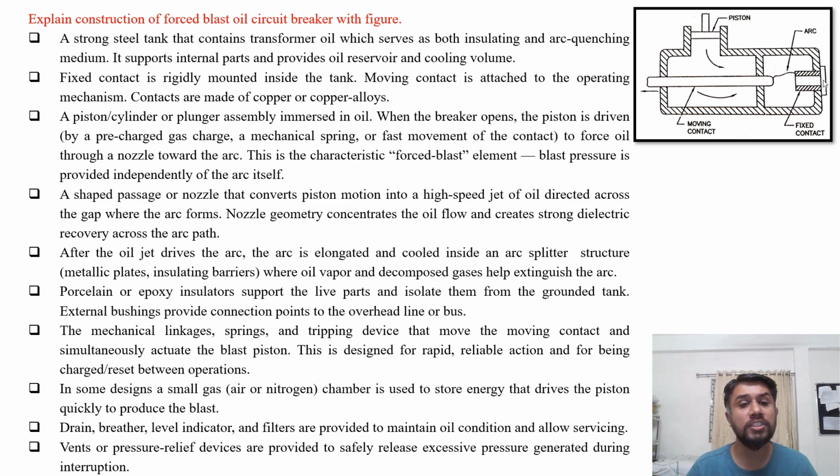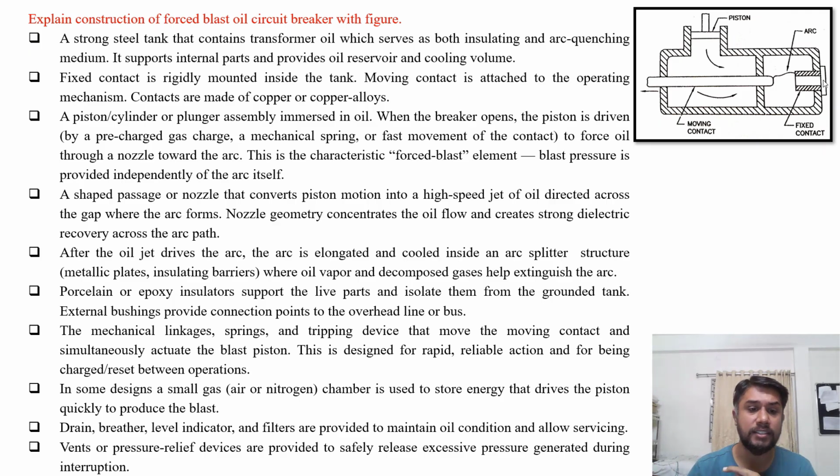Porcelain or epoxy insulator supports the live parts and isolates them from the grounded element. External bushings are also provided for connection to the transmission line or the bus bars. The mechanical linkages, springs, and tripping devices move the moving contact and simultaneously actuate the blast piston. This is designed for rapid, reliable action and for being charged or reset between operations.